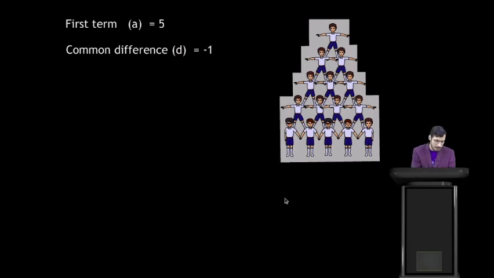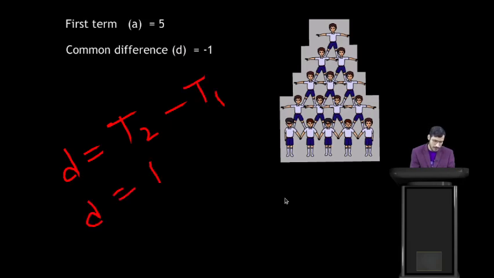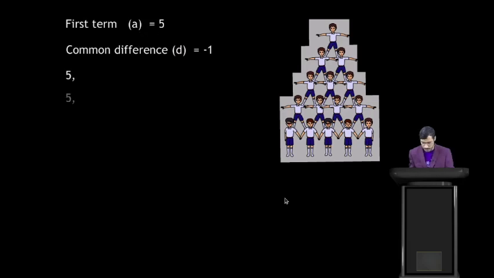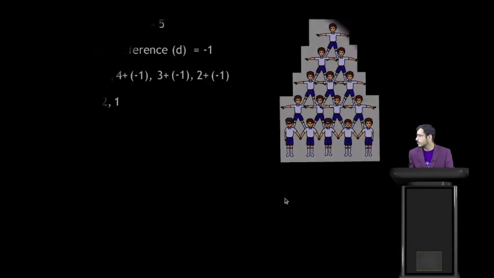Student, how can we find the common difference? Remember always, common difference is term 2 minus term 1, or term 3 minus term 2, or similarly term 4 minus term 3, term 5 minus term 4. So remember always, T2 minus T1 or T3 minus T2.